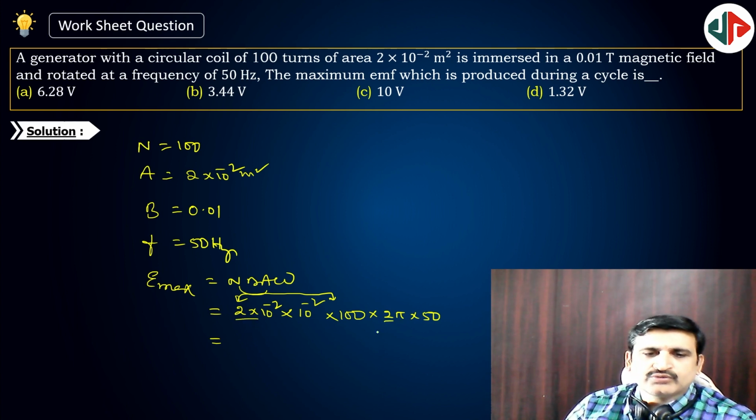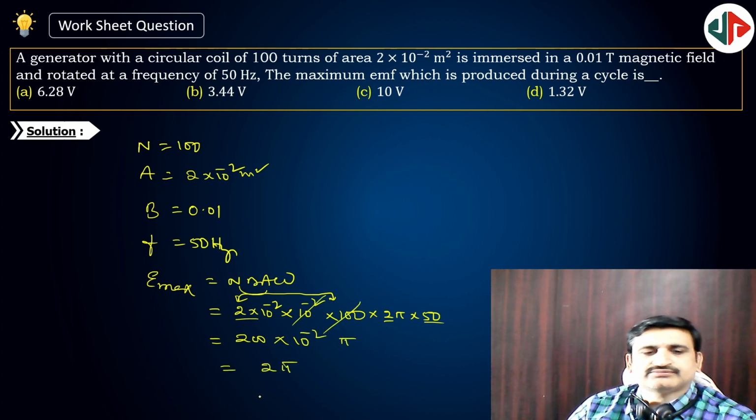So that is equal to 2 into 50, 5 2s are 100, 10 2s are 200. 200 into 10 to the power of minus 2 pi. So it is just 2 pi I got. 2 pi means 3.14 into 2, 6.28.